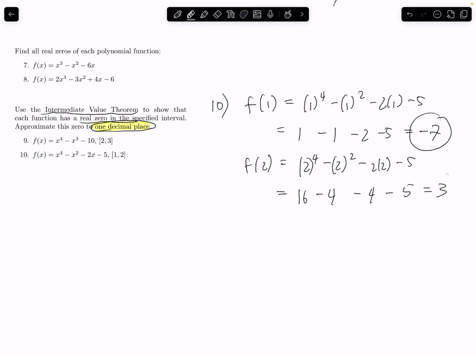So here I went from negative to positive, right? So again, by IVT, there exists a root or 0 between these two values at input, right? Between 1 and 2.